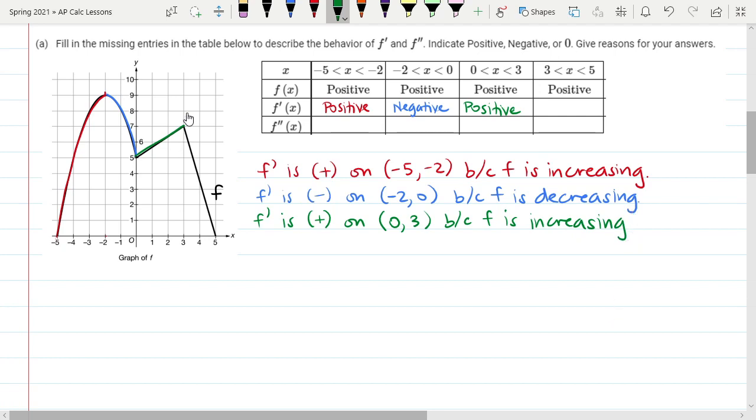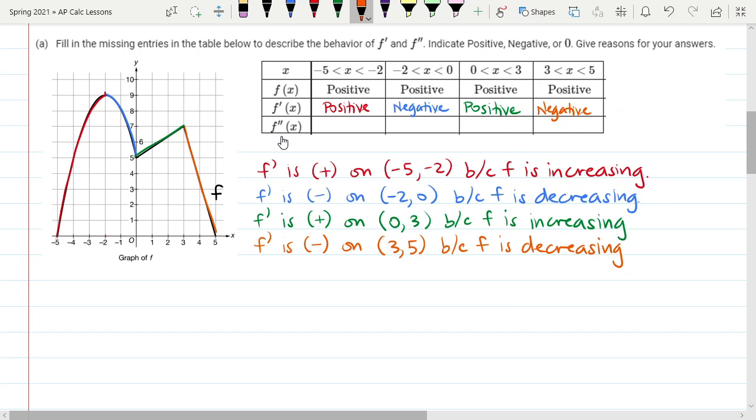And then finally from 3 to 5, once again it's very clear that f is decreasing on that interval, so we can say that f prime must be negative. So f prime is negative on the interval from 3 to 5 because f is decreasing. Okay, so that takes care of f prime.